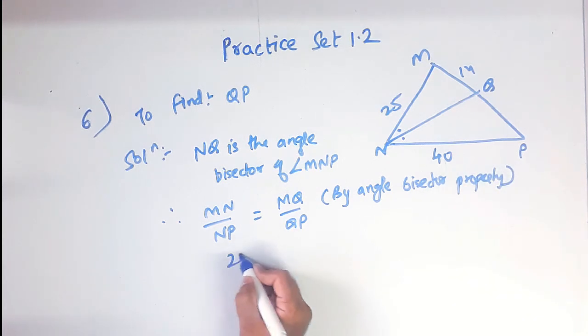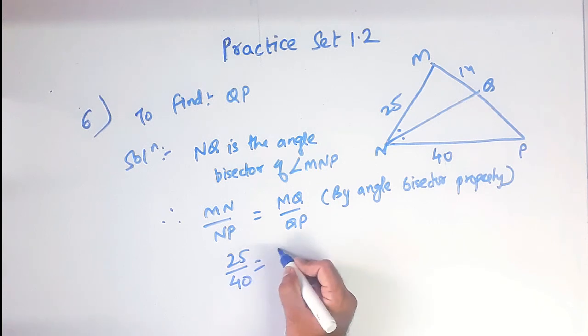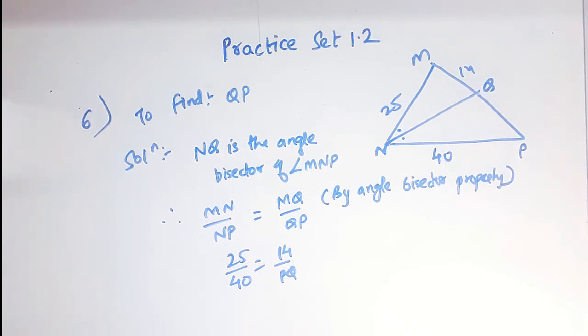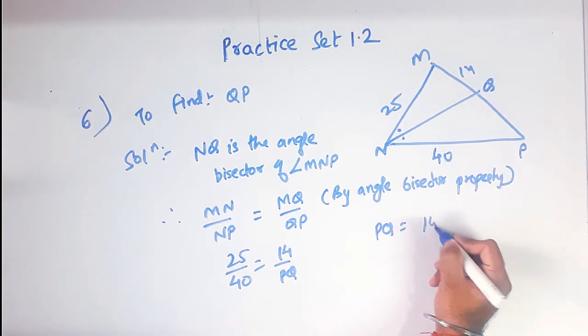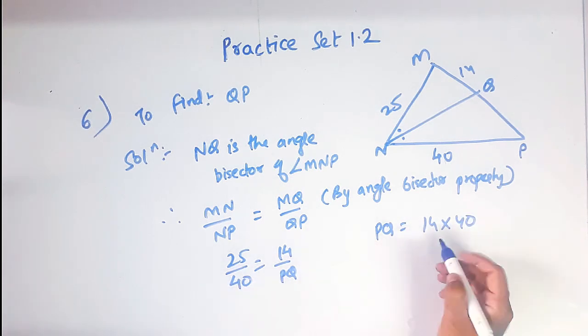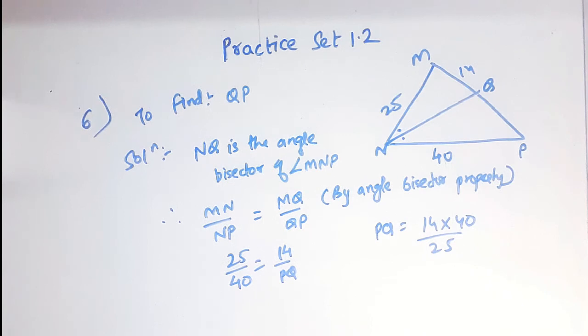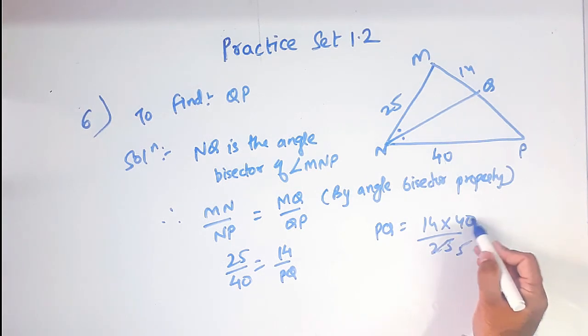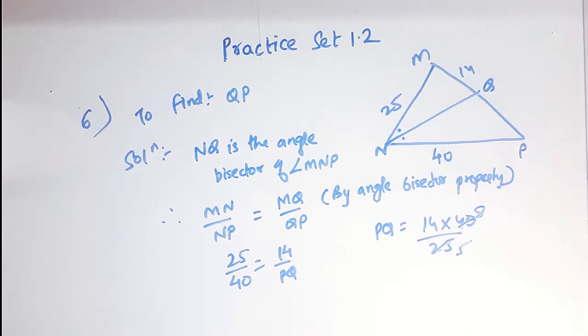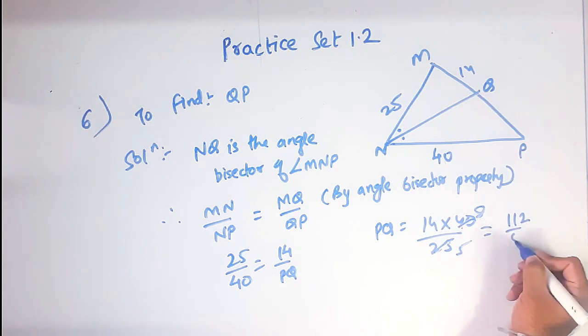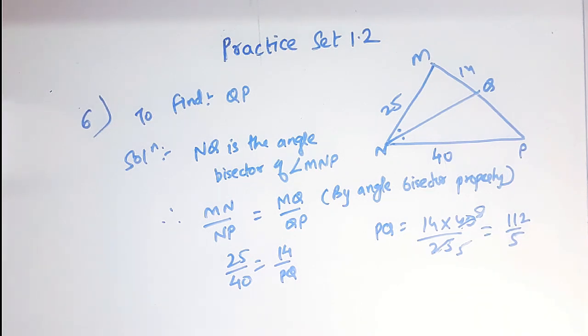MN is 25, NP is 40, MQ is 14 and QP or PQ we have to find. Cross multiply, PQ is equal to 14 into 40, 25 will go below. So this is 5 5s are, 5 8s are. Can we cancel further? No. What is 14 8s? 14 7s is 98, 14 8s is 112. What is 112 upon 5? It is 22.4. So your answer is PQ equals 22.4.